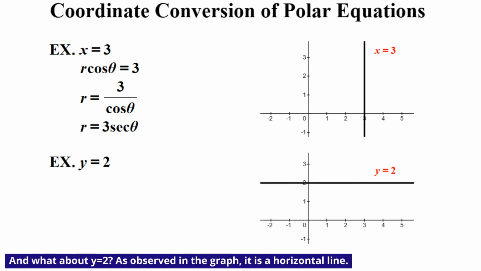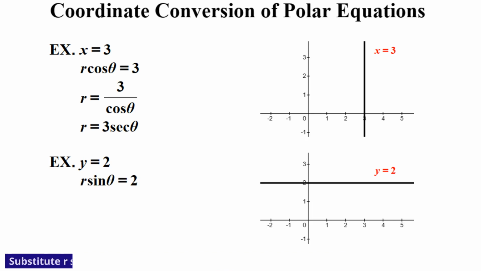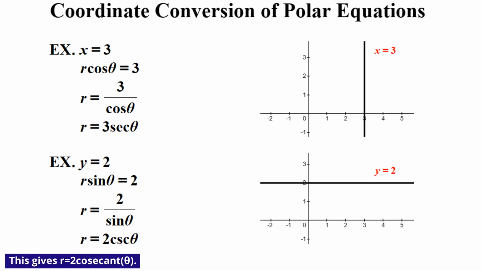And what about y equals 2? As observed in the graph, it is a horizontal line. Substitute r sine theta for y. Divide both sides by sine theta. This gives r equals 2 cosecant theta.